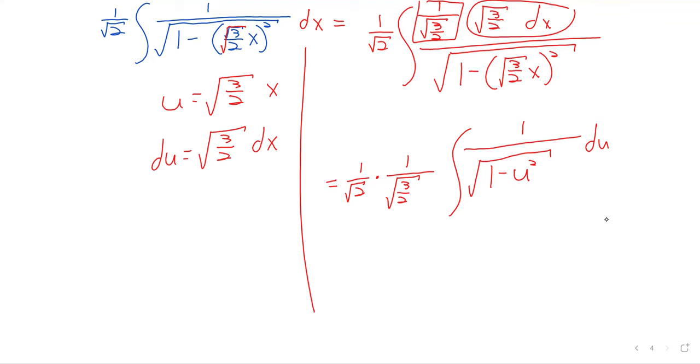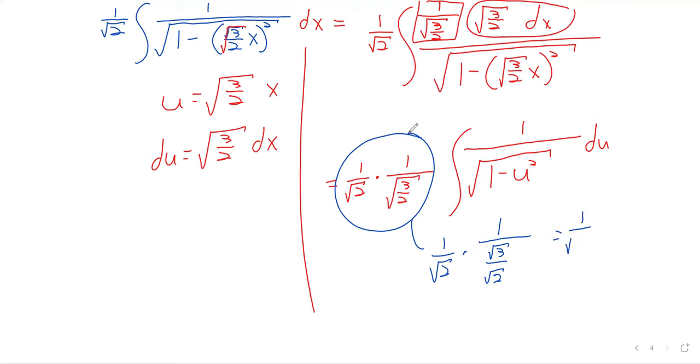And maybe before I go to the next frame, because we're about done, but I'm also out of space, let's deal with this. That's 1/√2. The square root of a fraction is the fraction of the square roots. Then dividing by a fraction is the same as multiplying by the reciprocal. The square roots of 2 cancel, and we're left with a nicer looking expression in front, 1/√3.